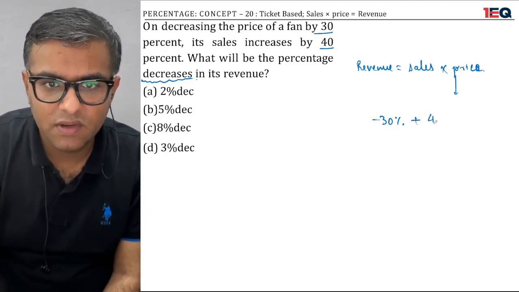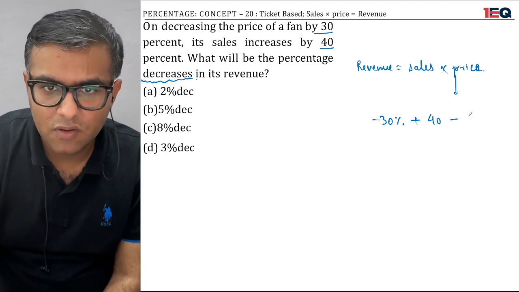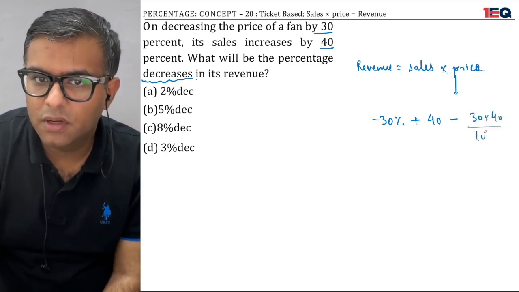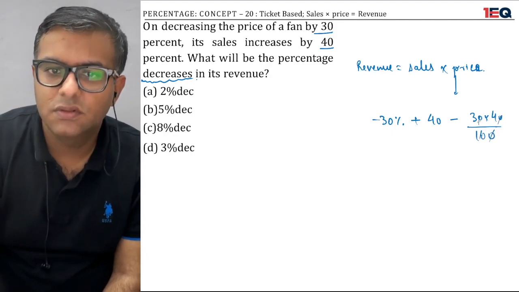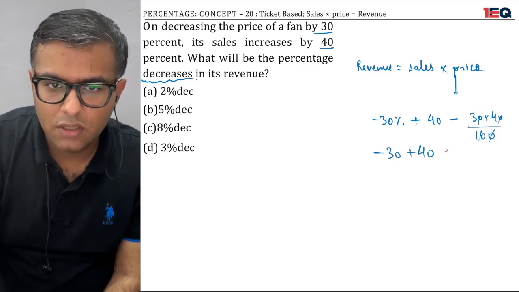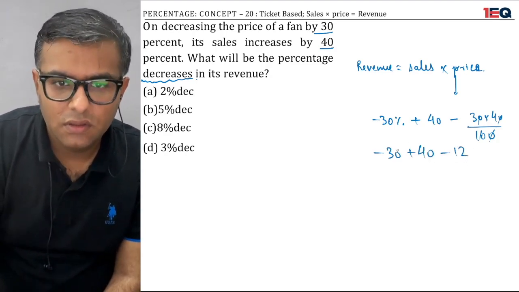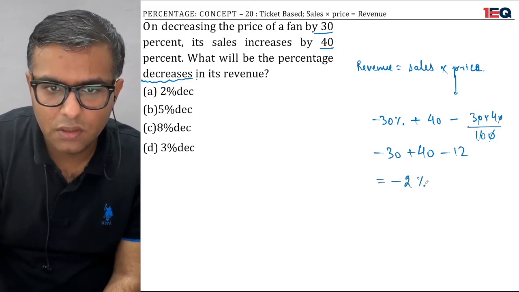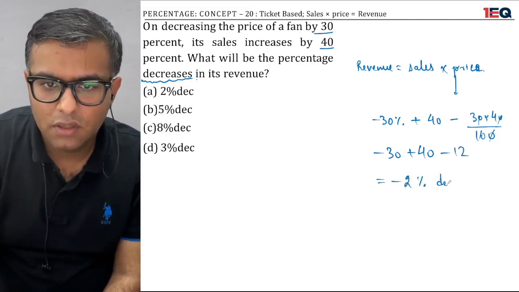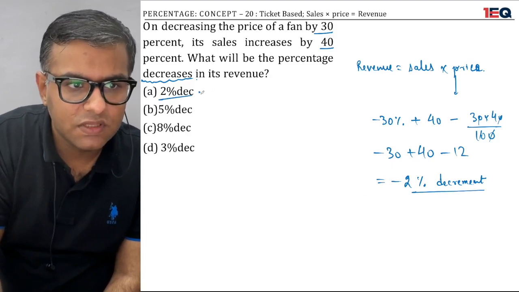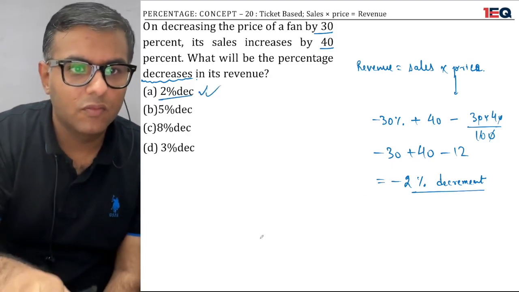Sales are increasing by 40%. Then there is a component of minus 30 multiplied by 40 whole upon 100. 3 4s are 12. Minus 30 plus 40 minus 12 makes it minus 2%. There is a decrement. Okay, minus 2%. This is the final answer. Moving to the next concept.